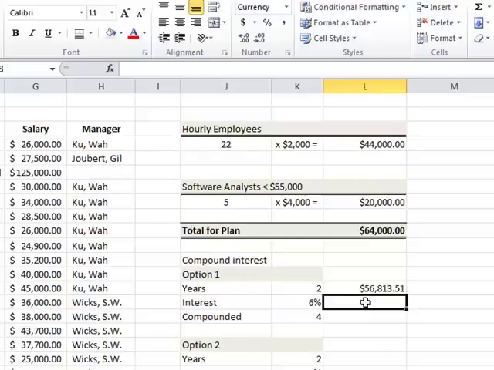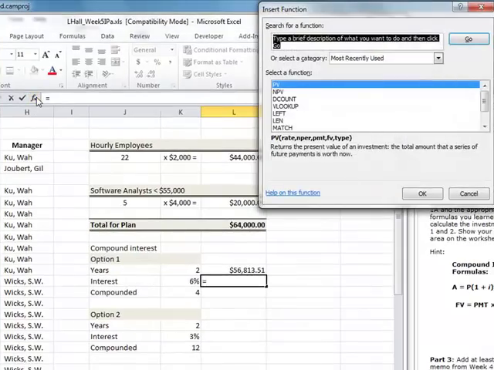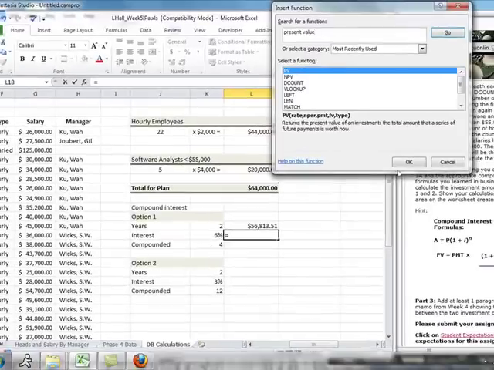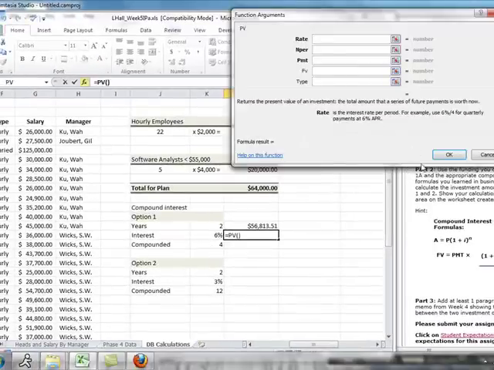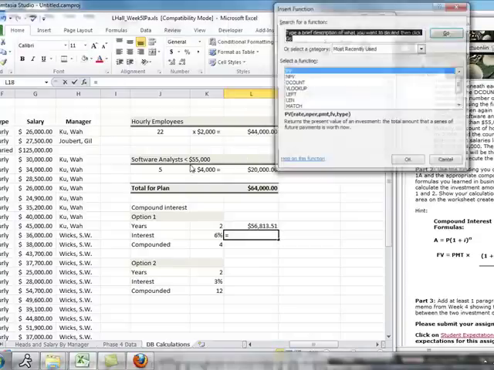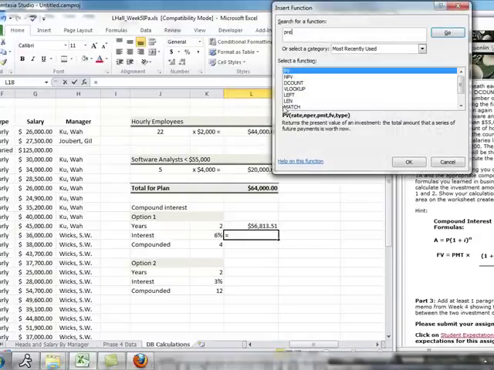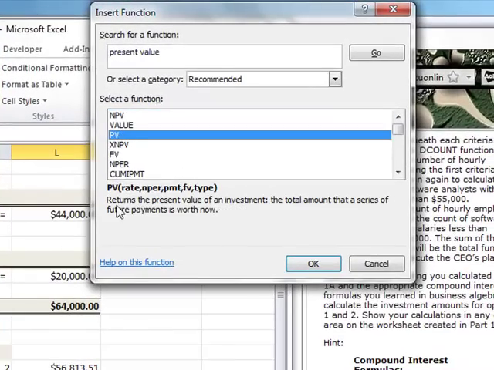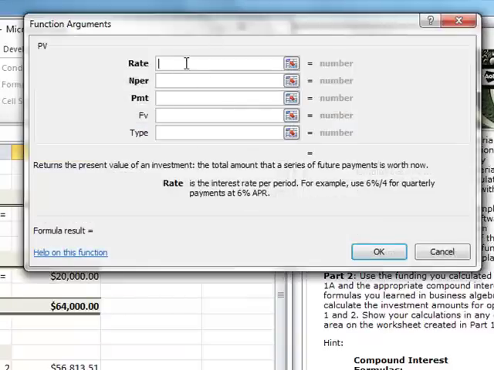Now we can do that with a formula. There's actually a formula in Excel that does that too. If you're not sure what the formula is that you want to use, you're just going to click on the insert function. Now we want to know what the present value is of an investment, so we're just going to click present value and type OK. Sorry about that. Present value, type go, and it's going to bring up several options. Present value here returns the present value of an investment. That's pretty much what we want to find out, the present value of an investment. So I'm going to choose OK. That's the one I want to choose.